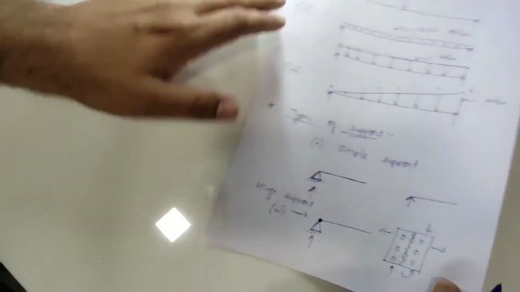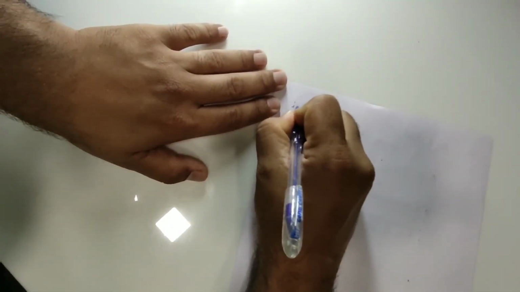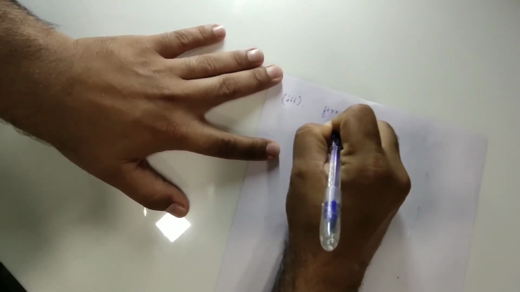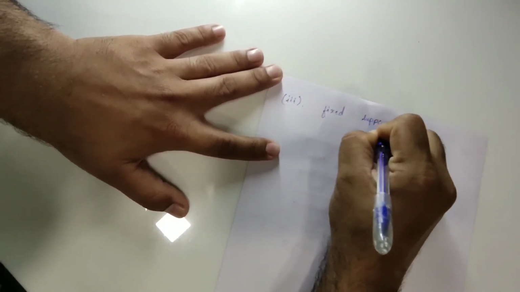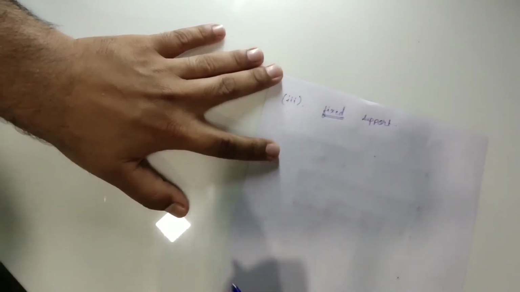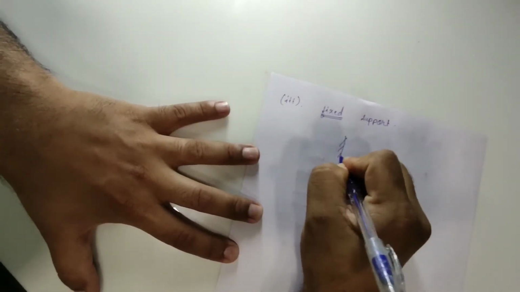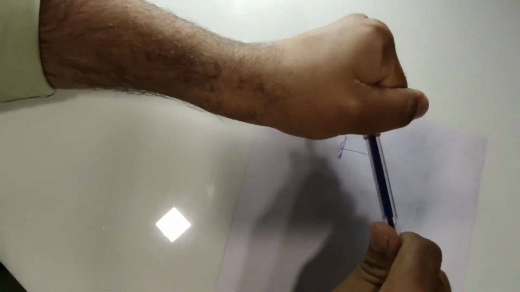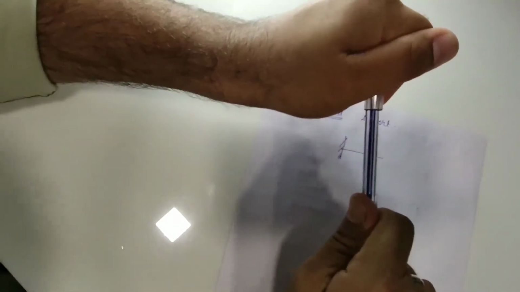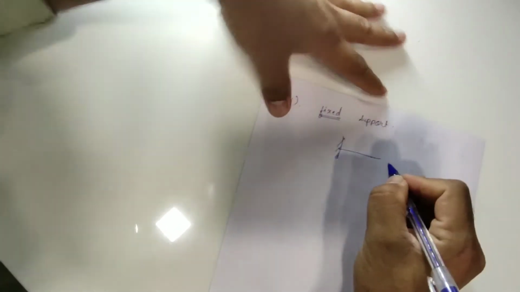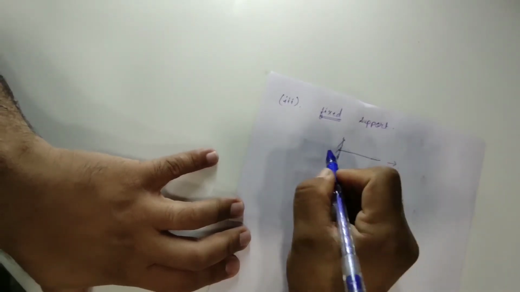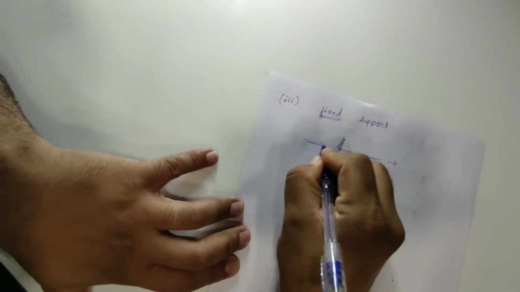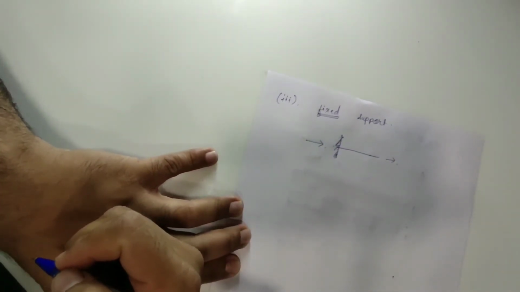Okay, now the third one is fixed support. The word is denoted as fix, meaning suppose this is the support and this is the beam. So if I am fixing it, it means it is fixed with it. So what will happen if some horizontal load is applied in that direction? The reaction would be provided by this fixed support, so it can take horizontal load also.